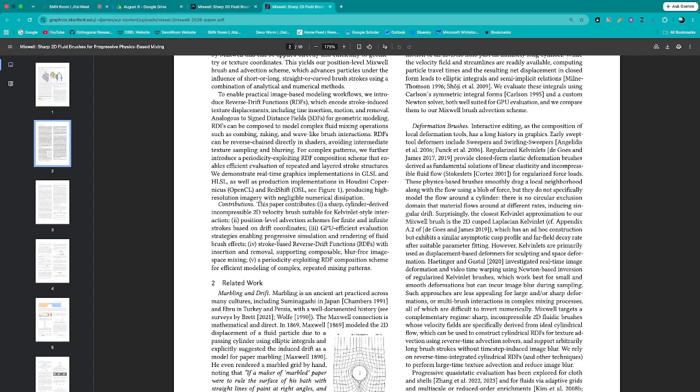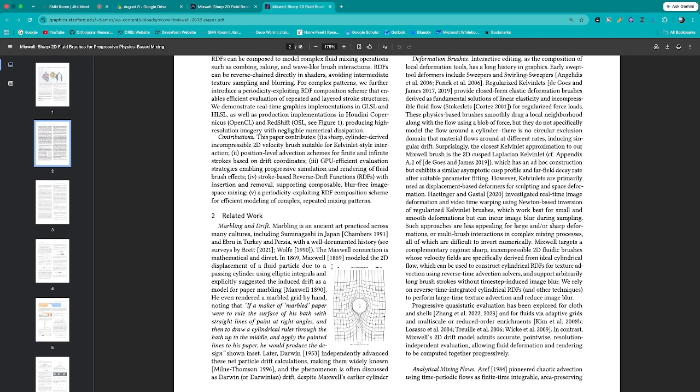Then number 4, we have these stroke-based reverse drift functions, or RDFs, with insertion and removal, supporting composable, blur-free image space mixing. And then 5 is a periodicity exploiting reverse drift function composition scheme for efficient modeling of complex repeated mixing patterns. So some very specific aims there.